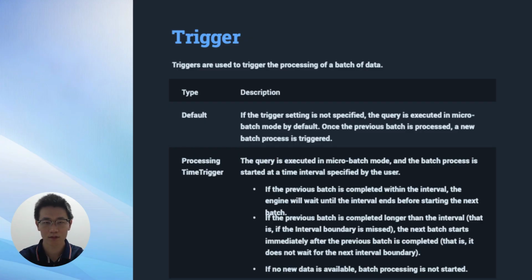Once we have our data source, the next step is to process it. So we need a trigger. This trigger essentially determines how we incrementally activate the processing logic for this data. There are several types of triggers, and let's take a look.